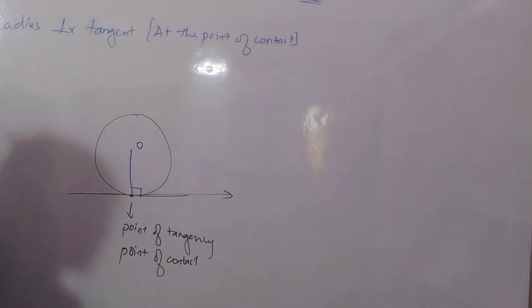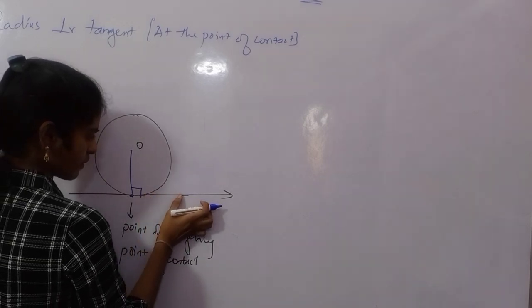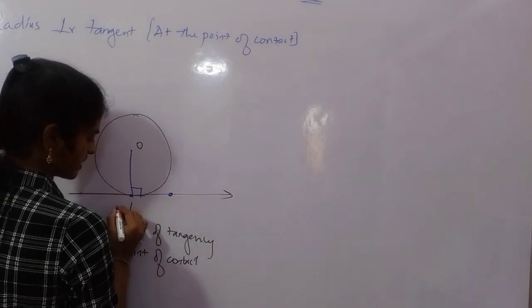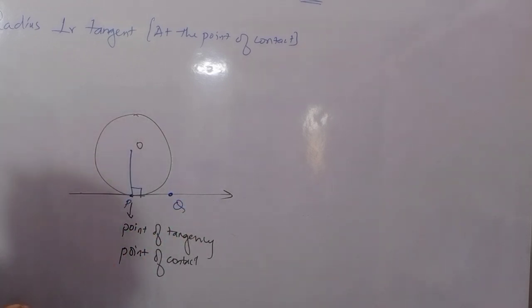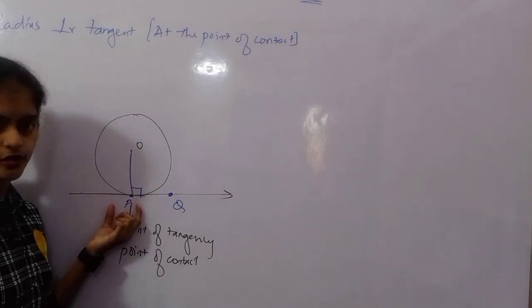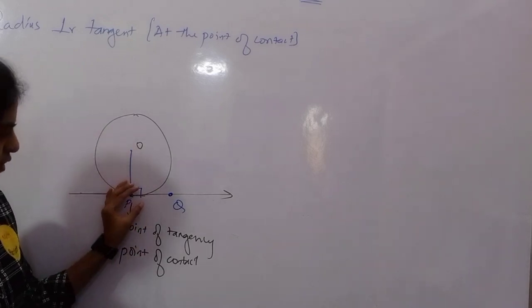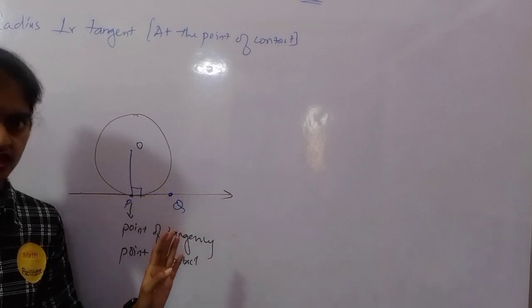So to prove this, what do you do? You just take one more point. Take any other point. Okay, suppose this point is P, and here I am taking a point Q. Other than the point of contact, you take any other point. Are you able to understand my point? This is the point of contact. So leaving this point of contact, take any other point on the tangent.